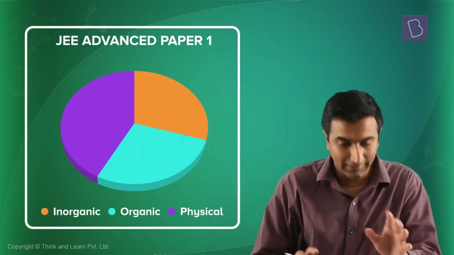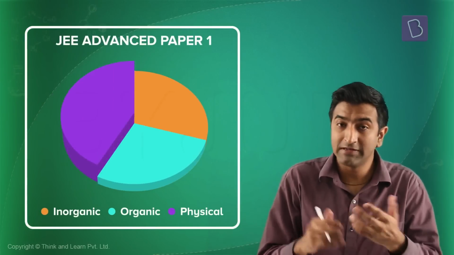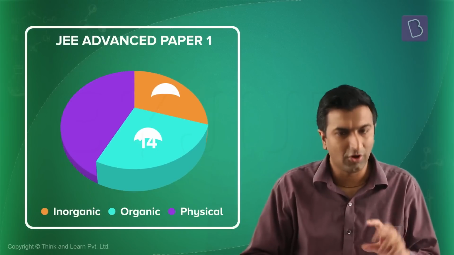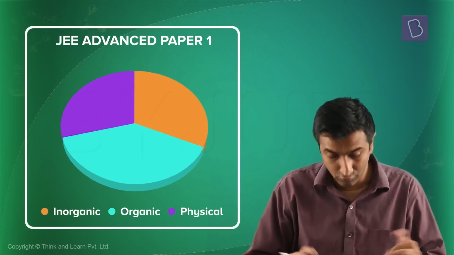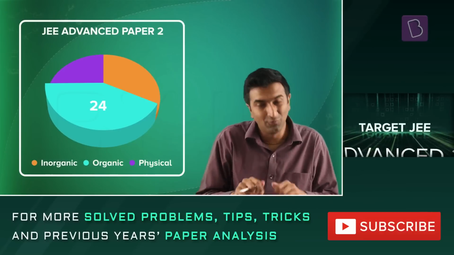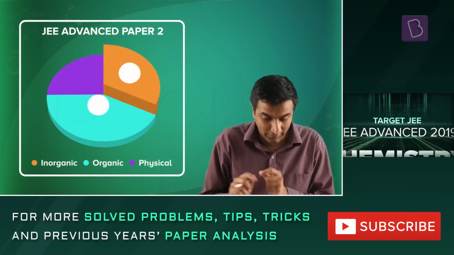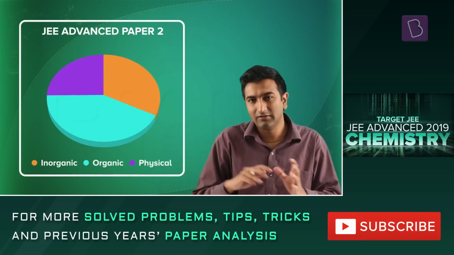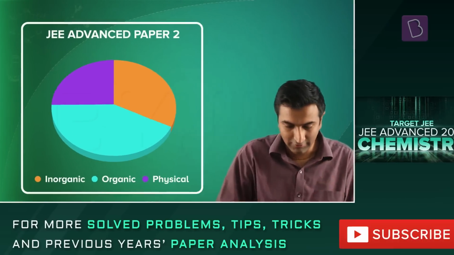So, in paper one, the category-wise split up was like this, as you can see on the screen. It was mostly physical chemistry, 28 marks from there, 20 from inorganic, and 14 marks from organic. Paper two, the imbalance rather was more towards organic. We had 24 marks from organic, 22 from inorganic, and 16 from physical. So overall, I think it was almost equally balanced on all three fronts.